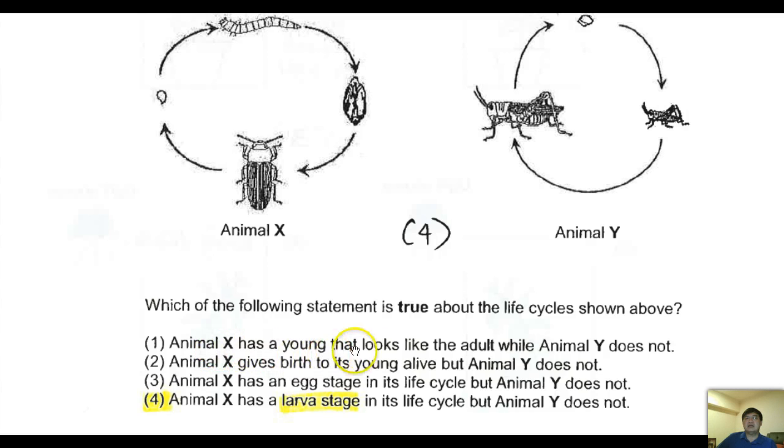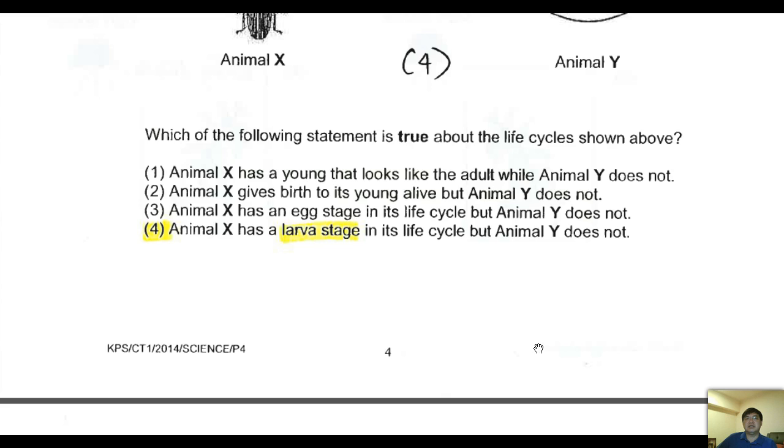Animal X has a young that looks like an adult, while the animal Y does not. It means they say this guy over here, they look like this guy. Totally not true. Now, animal X gives birth to young alive, but animal Y does not. No, not true, because both of them lay eggs, right, to start the life cycle. Animal X has an egg stage in its life cycle, but animal Y does not. No, both have it. Both of them have the egg stage.